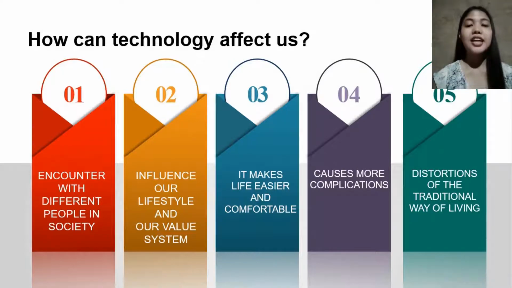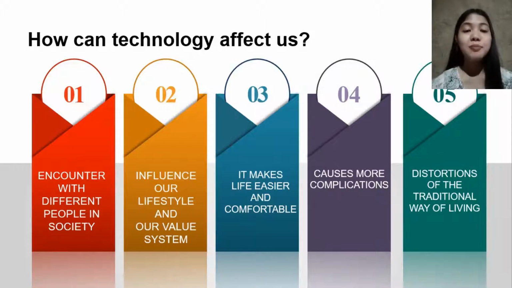Number 3, it makes life easier and comfortable. As a student, technology can help us to make our activities easier. Technology can do so much for many people. It's not just about being cool. Using the latest technology can make life easier and comfortable. Number 4, causes more complications. Yes, technology can cause more complications like health problems, low academic performance, lack of attention, physical inactivity and obesity, poor sleep quality, and many more.